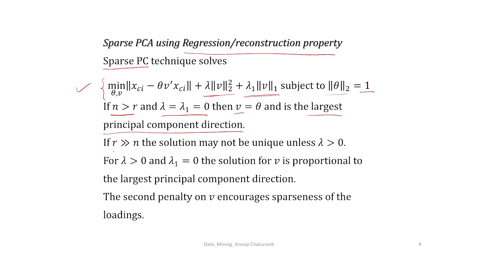Now, if R is much larger than N and you have high dimensional data, then the solution may not be unique unless lambda is greater than 0. If you take lambda greater than 0 and lambda 1 equal to 0, then the solution for V is proportional to the largest principal component direction. Now, this second penalty encourages sparseness and makes the sum of the loadings equal to 0.